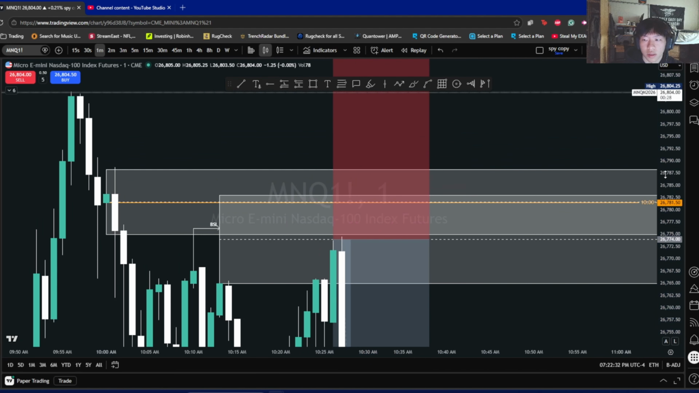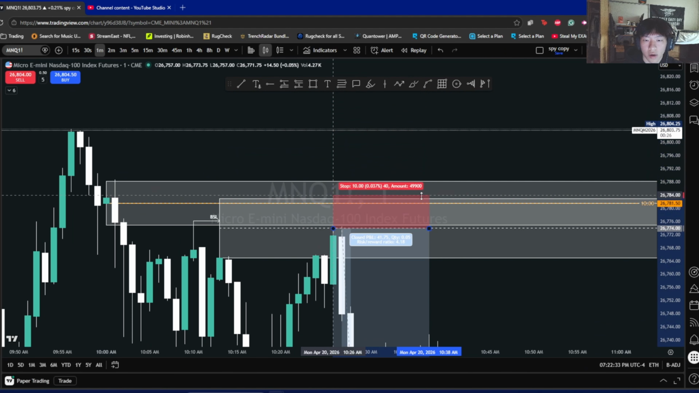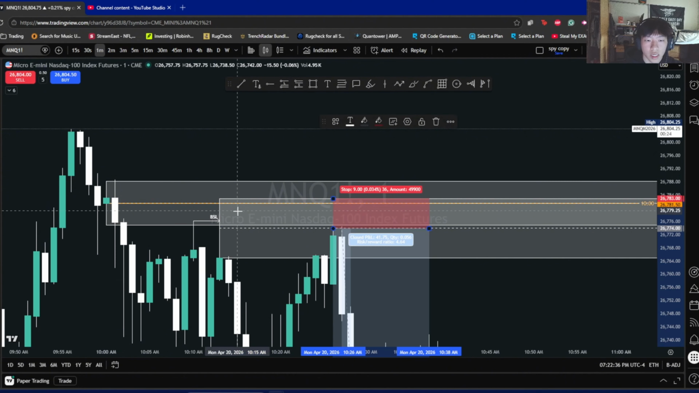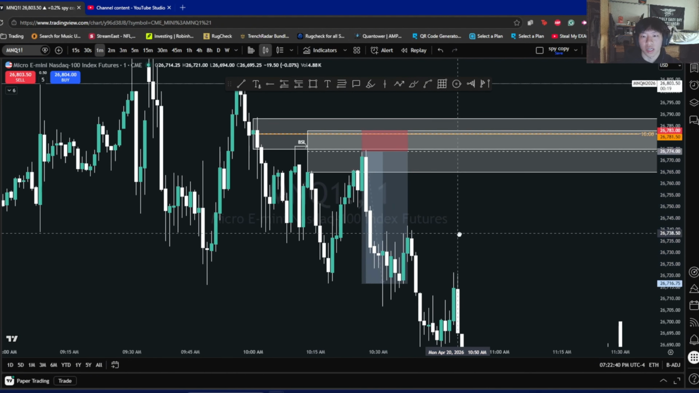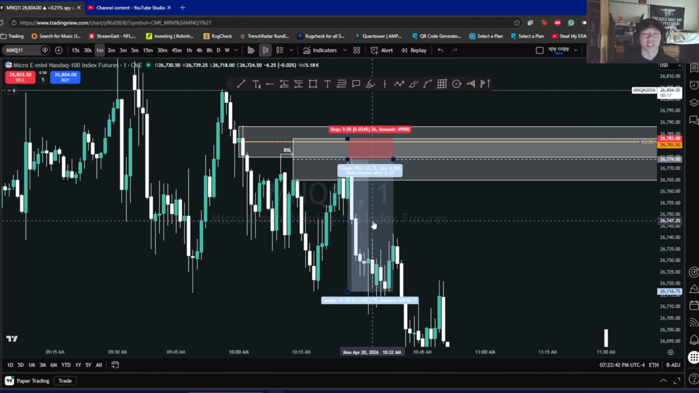You could have had a stop right above the key level at this rejection block, and you could have just targeted the sell-side efficiency. Wow, RR 6.36, which means if you risked 100, you would have made $636.